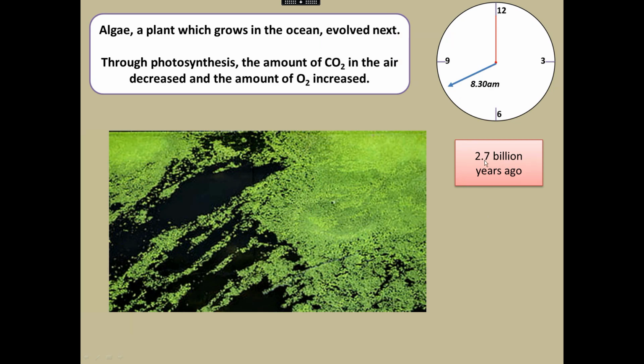Then, 2.7 billion years ago, so about 8:30 on our imaginary clock, algae evolved. Now, algae is a plant which grows in the ocean. It does photosynthesis. It takes in carbon dioxide, it gives out oxygen. And we think a lot of algae evolved, and that had a big effect on the Earth's atmosphere. So algae is a plant which grows in the seas, in the oceans, and it does photosynthesis, so it gives out a lot of oxygen into the atmosphere. And that first evolved about 2.7 billion years ago.